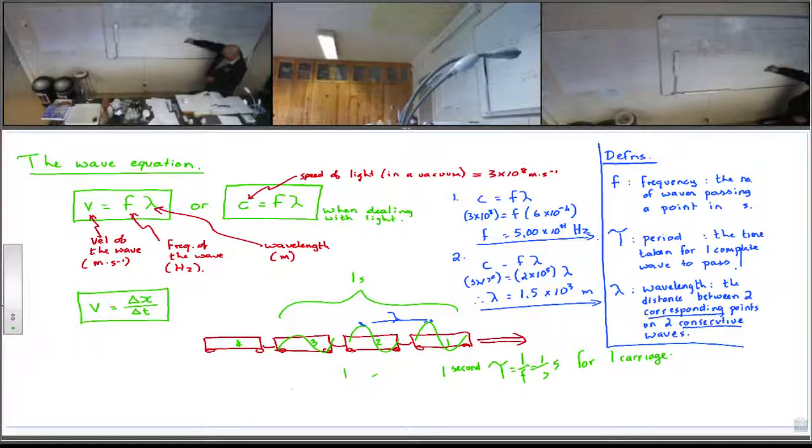Where else would be a corresponding point? Would that point there and that point there also be a wavelength? Yes. Okay, another corresponding point. Could I choose that point there? Where's the corresponding point? There, you agree? That's also a wavelength. So you can measure it anywhere as long as they are matching, corresponding points, and as long as they're on consecutive waves. Right, all happy with that?